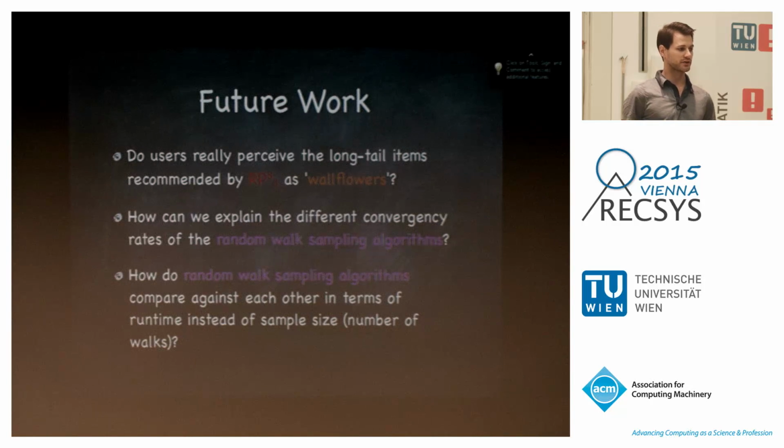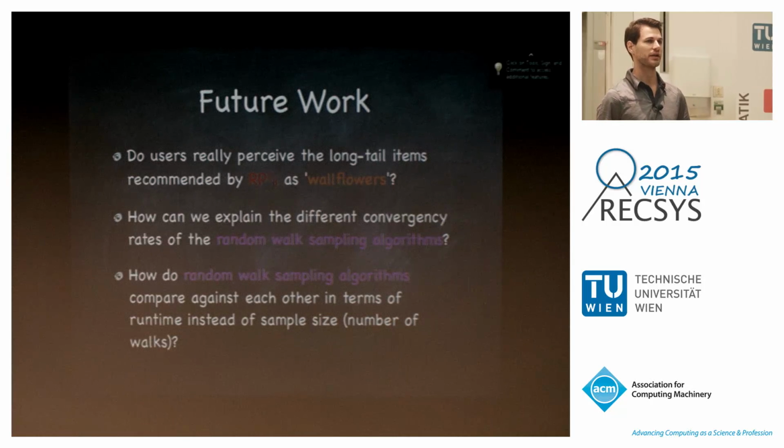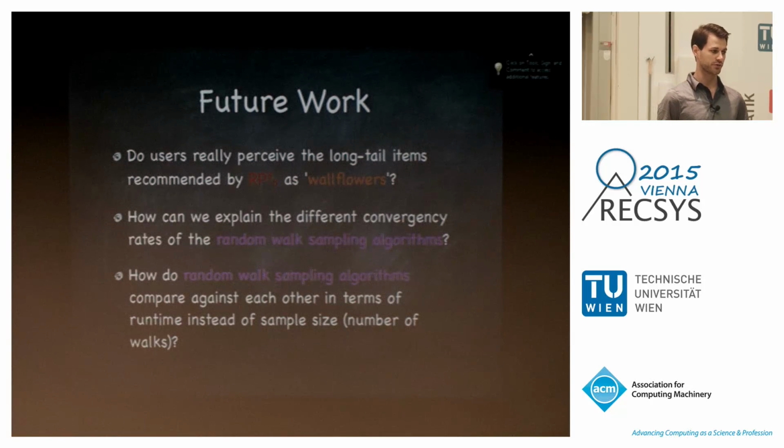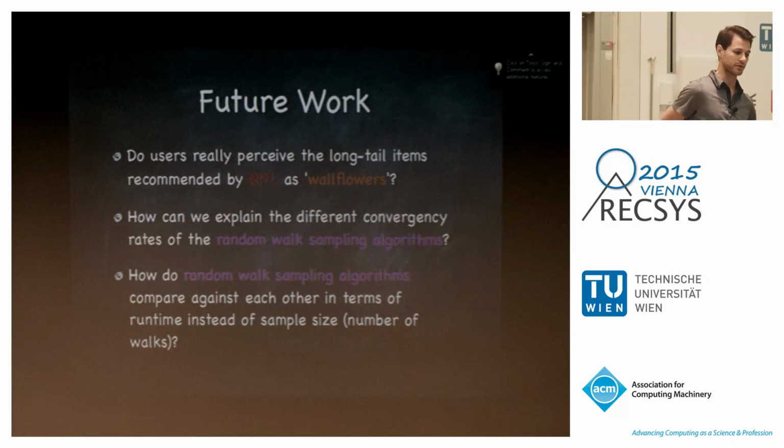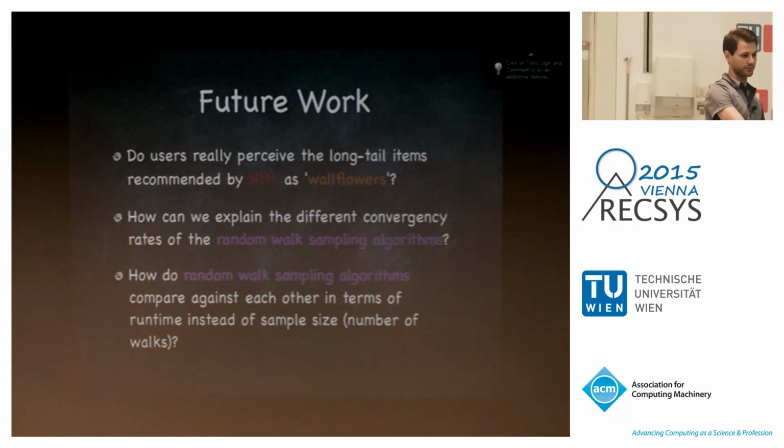Then we would also like to explain, or I would like to find out how we can explain this difference in convergence rate between the three different random walk sampling algorithms that we introduced. And we would also like to measure the difference in runtime performances for the three different sampling procedures.